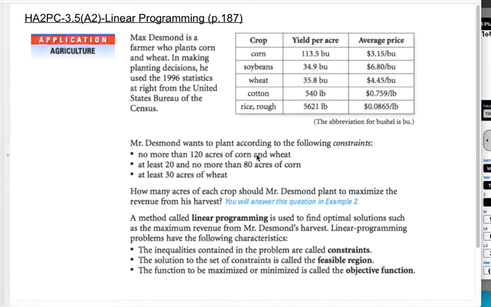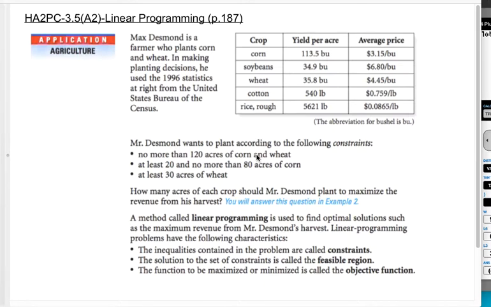So for example, corn is, if you notice, a very good crop to use in terms of how much you get per acre, right? You get a large yield per acre, but you get less money per bushel for corn than you do for, let's say, soybeans, right? So Mr. Desmond wants to plant according to the following constraints.